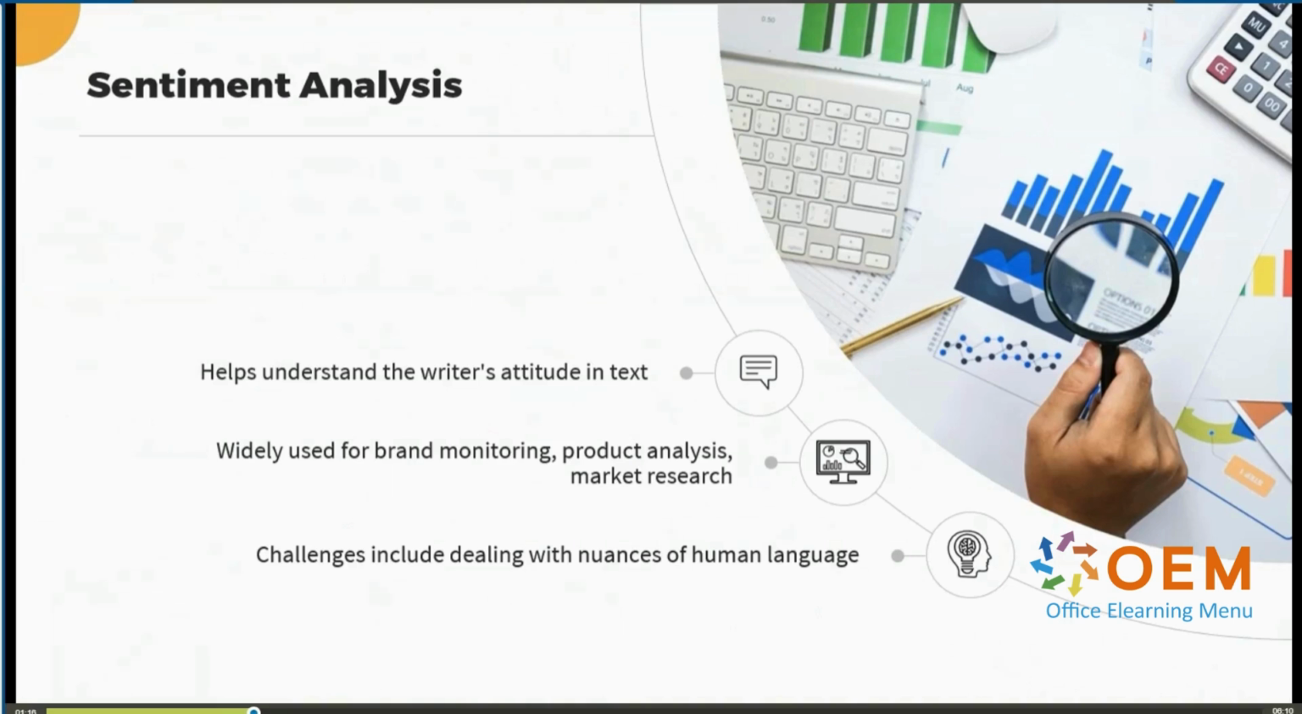Accurately interpreting sentiment can be challenging due to the nuances of the human language. It's hard for machines to identify sarcasm, idioms, and context dependent meanings. Advanced techniques in machine learning and natural language processing are typically employed to improve accuracy and handle these complexities.